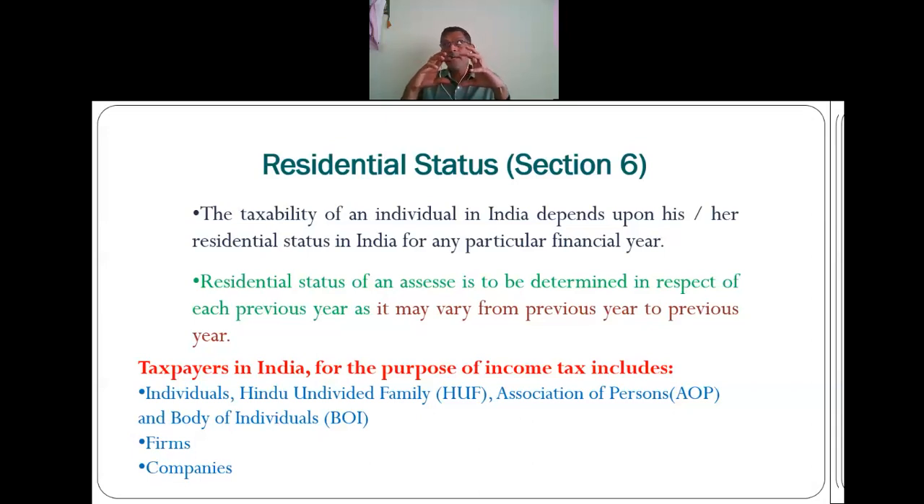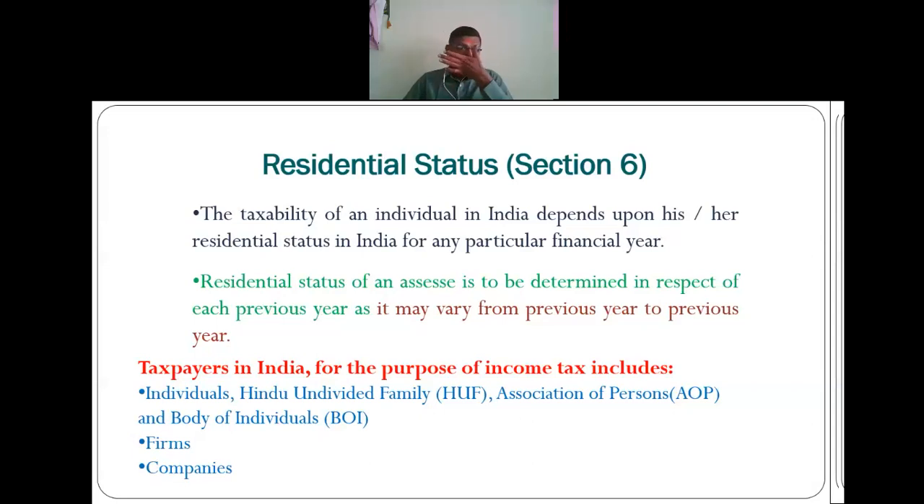So in the previous year, how many days were you in India? Even if you are a citizen of India or basically of Indian origin, whatever it may be, it is a must that you determine it. So whether you are a resident or non-resident, that is the objective of using the concept called residential status.